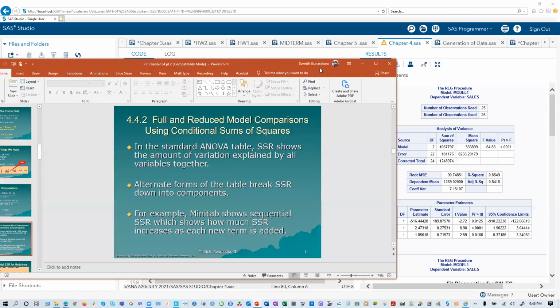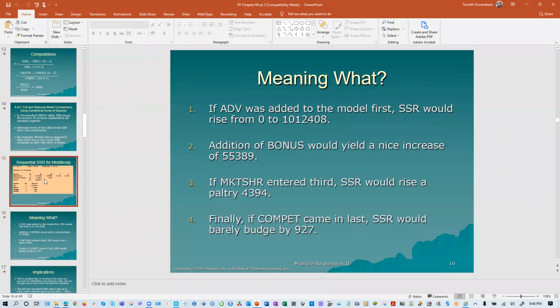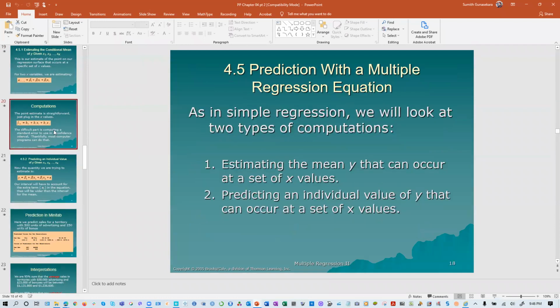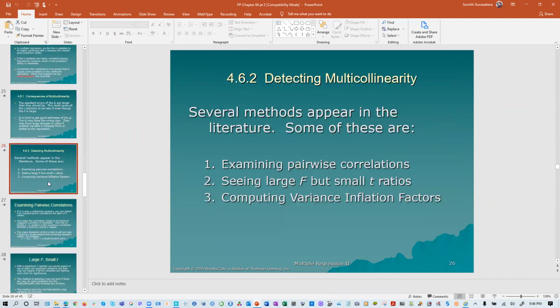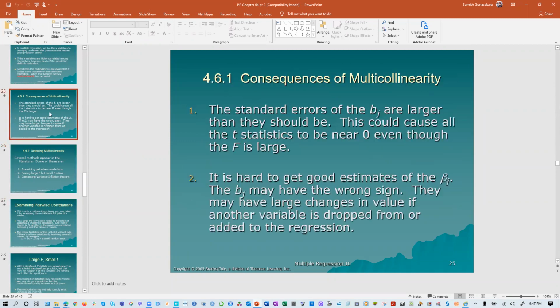And a little bit further down, almost there. This one. Seems that prediction and time. Multicollinearity. Multicollinearity is a serious issue.